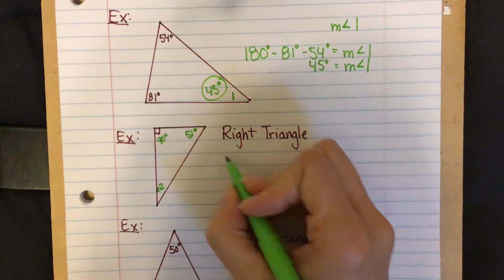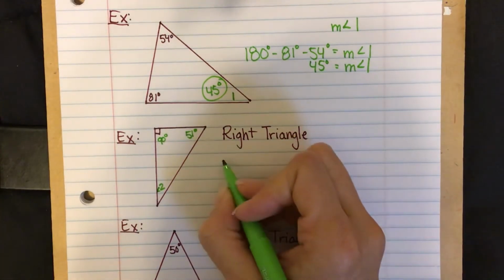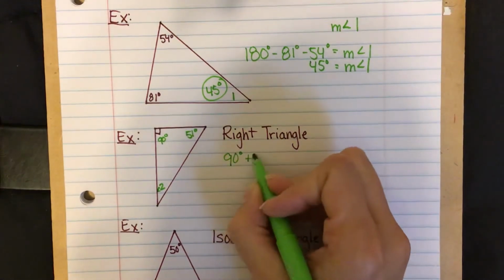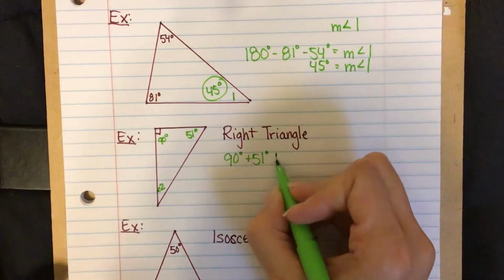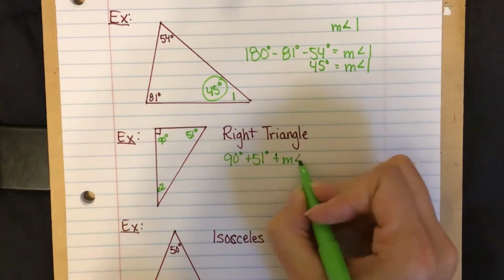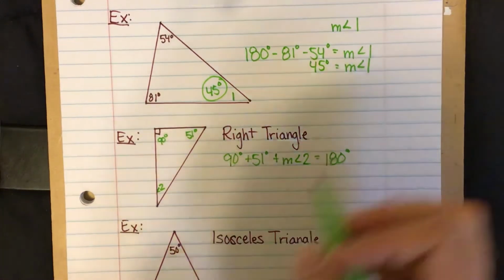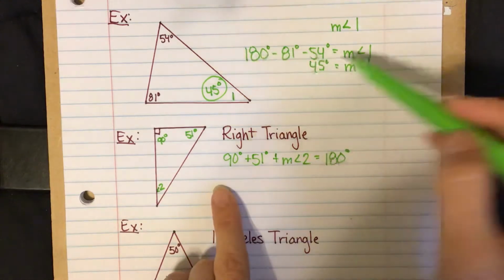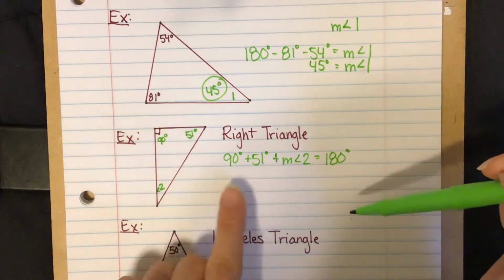So then what we're saying, and I'm going to format it differently than I did on the last problem, is that right angle, 90 degrees, plus this angle right here, 51 degrees, plus the measure of angle 2 is all equal to 180 degrees. And when we solve for the measure of angle 2, it ends up looking like this. This was kind of a one step ahead on the last problem.